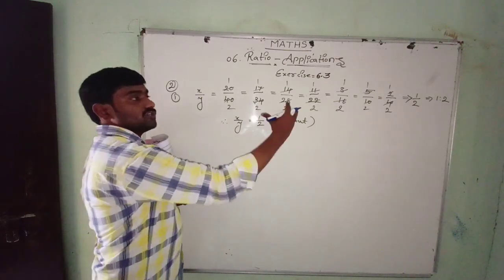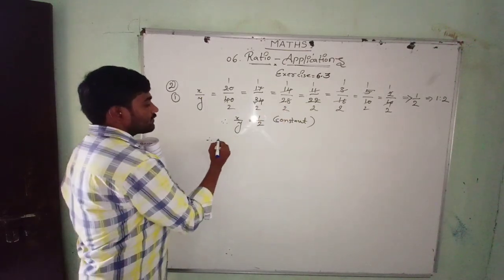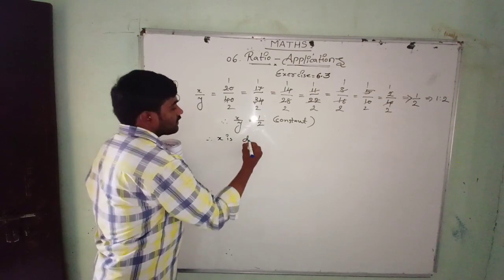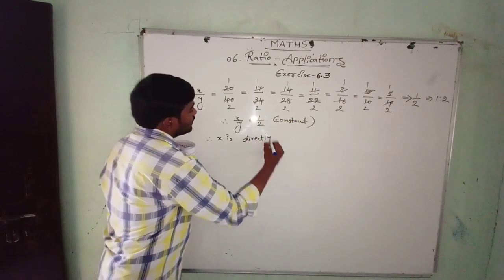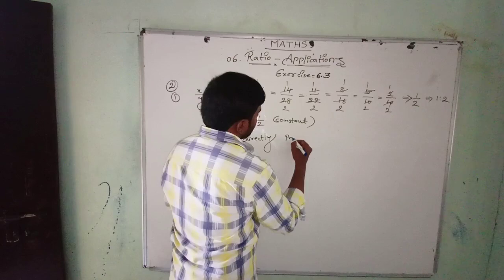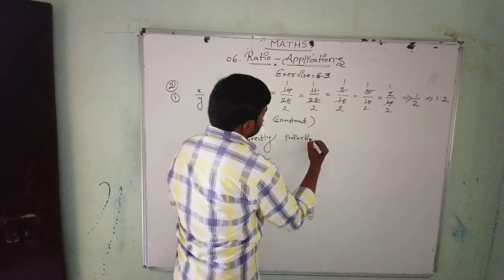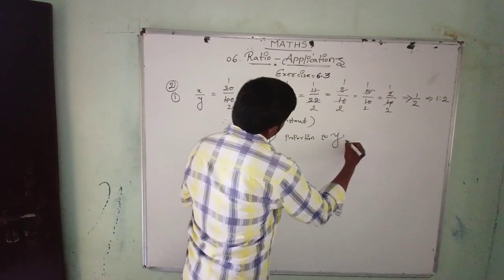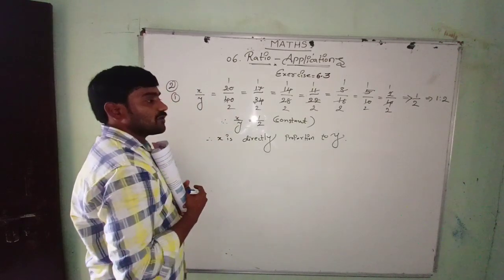ఇవన్నీ same ratio ఇచ్చాయి కదా. So then x is directly proportional to y. X is directly proportional to y.